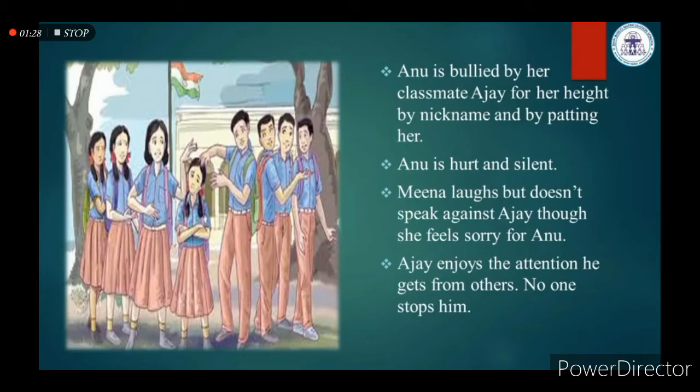Anu's friend Meena laughs at Anu when Ajay bullies or teases her. But she doesn't speak against Ajay, even though she feels sorry for Anu. Ajay enjoys the attention he gets from others. No one has the courage to stop him. Boys like Ajay have a low opinion about themselves, so they humiliate or hurt others in order to overcome their mistakes.